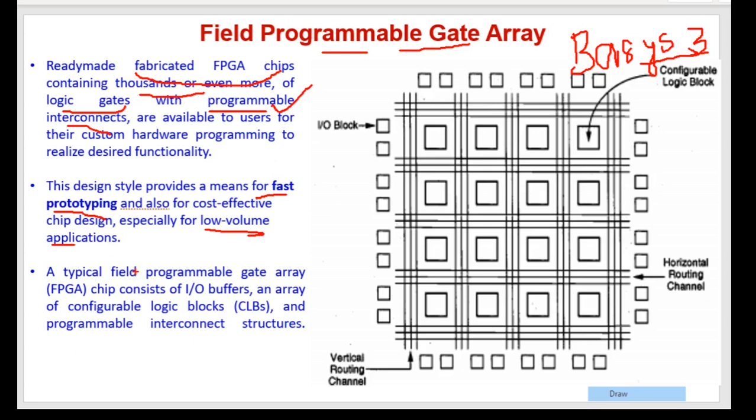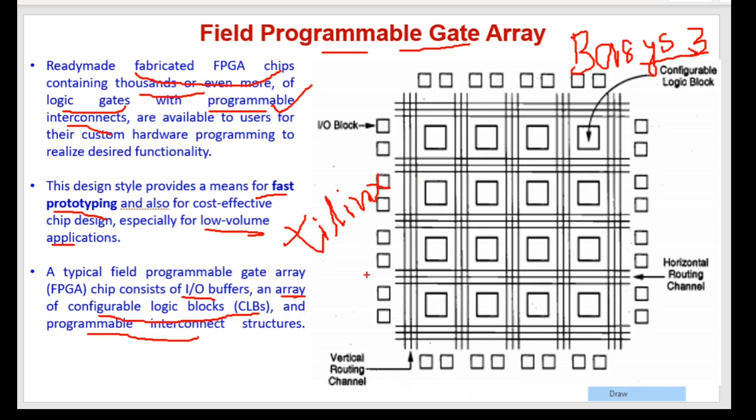So what is there inside this FPGA chip architecture? A typical field programmable gate array chip consists of I/O buffers, an array of configurable logic blocks, CLBs, and programmable interconnect structures. So look at this architecture. This is the architecture of the Xilinx FPGA chip, okay?